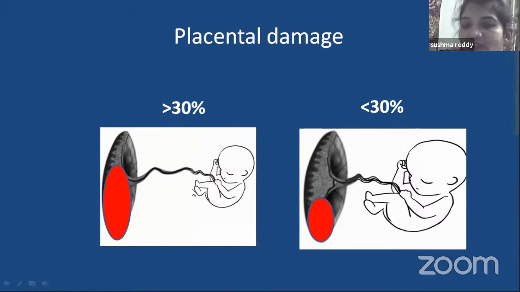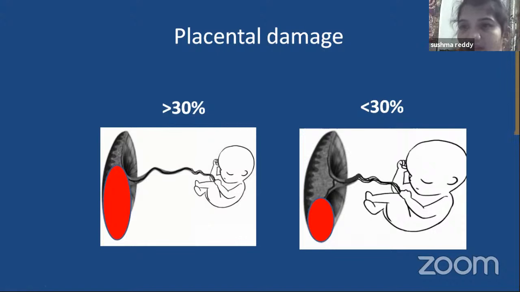If the fetal growth restriction occurs too early, that is because of the placental damage. The higher the placental damage, the earlier is the presentation of fetal growth restriction, and it can present as early as during the TIFFA scan. And the lower the placental damage, it can present as late as even after 36 weeks. So the presentation of fetal growth restriction depends exclusively on the amount of placental damage.